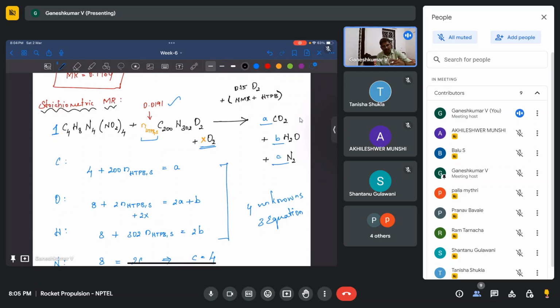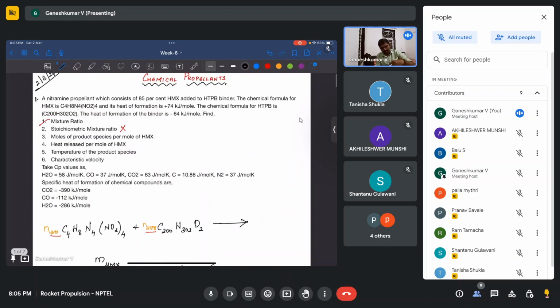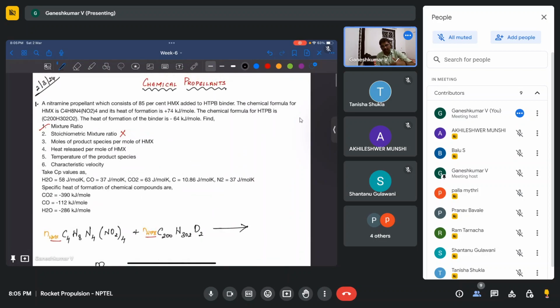I would say you do not worry about this stoichiometric mixture ratio. The reason is this is something I made up, so you may not be able to get this at all. So you need not worry much about this, at least for this question.